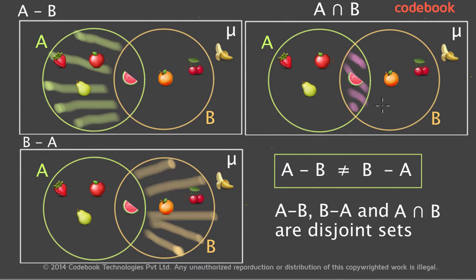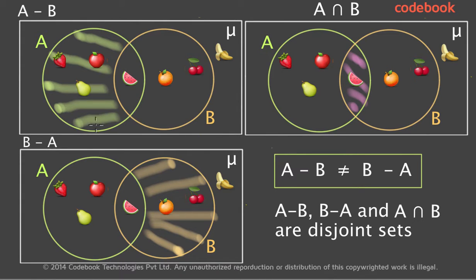Also let's look at a few more examples. A minus B, as you saw here in the fruits example, is this green area which has fruits which only belong to A and do not belong to B. Similarly, B minus A is this orange area which has fruits which only belong to B but do not belong to A. So you will have orange and cherry in B minus A. And as you observe, watermelon will not be part of either A minus B or B minus A. However, what is the watermelon area? That is A intersection B, right? As you see, this is the pink area.